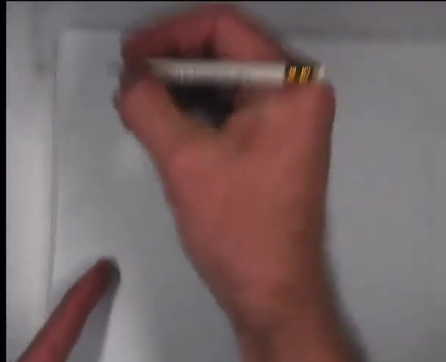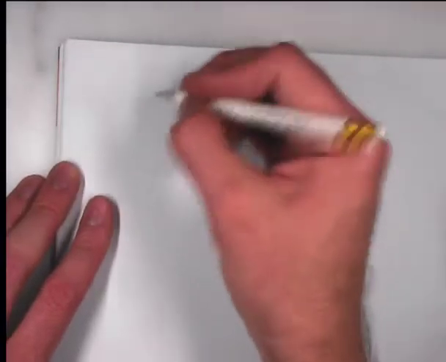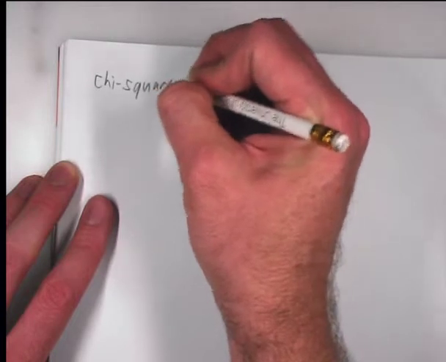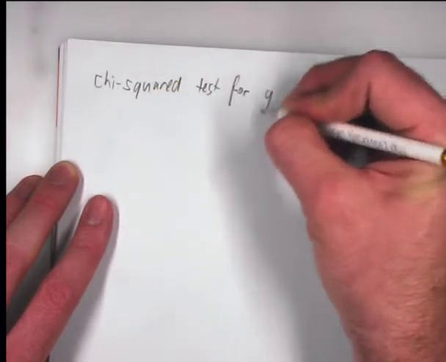So that's my z-test for one proportion. There is one more that works on a single variable, and it's the chi-squared test for goodness of fit.